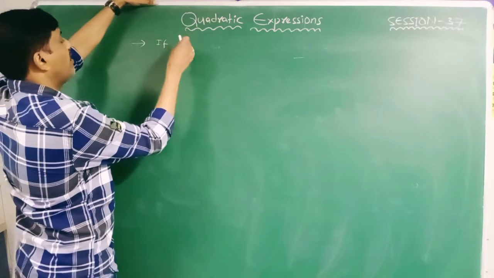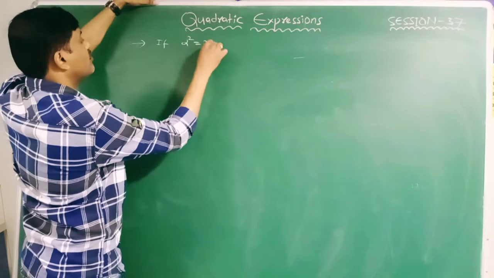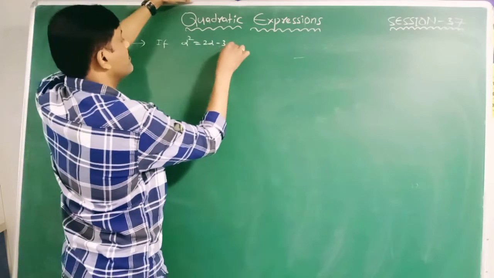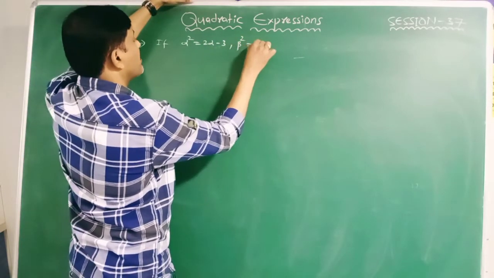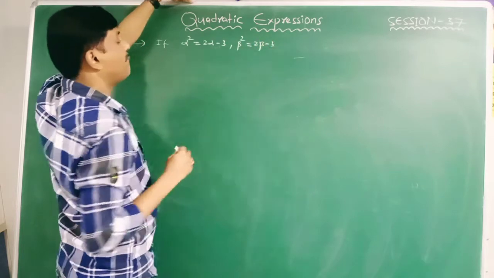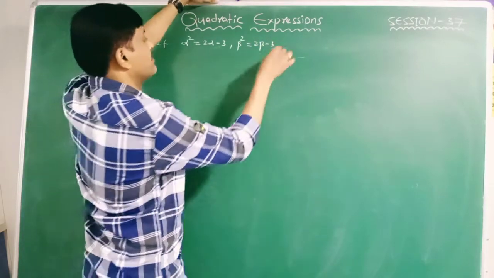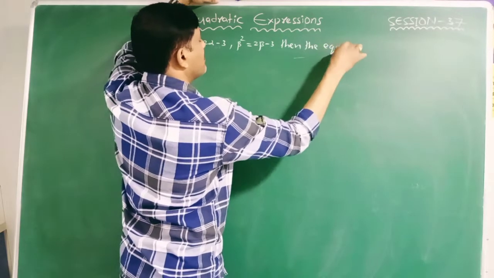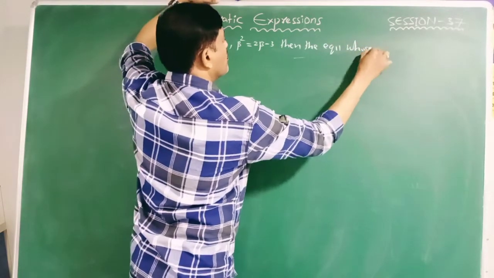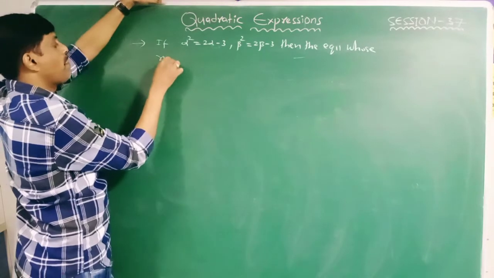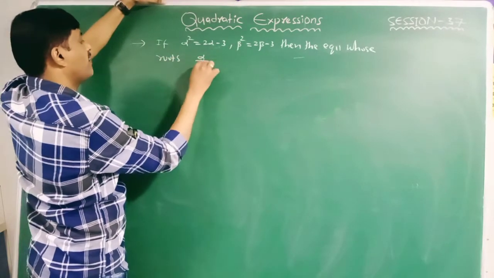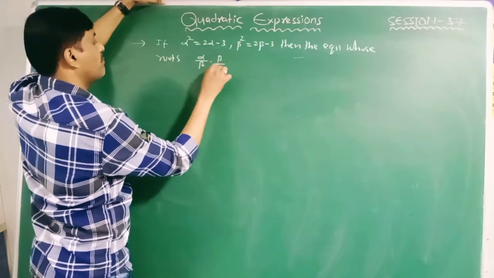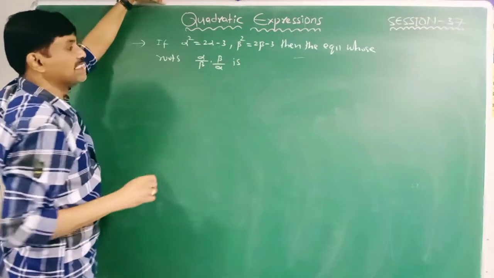If alpha square is equal to alpha minus 3, beta square is equal to beta minus 3, then the equation whose roots are alpha by beta comma beta by alpha is.